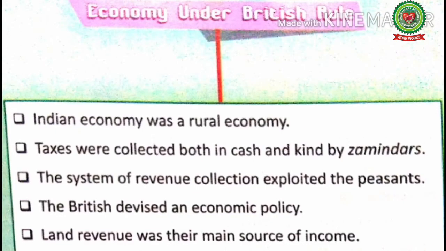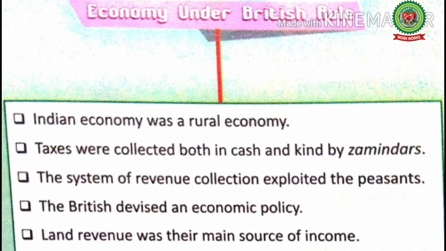Now let us discuss the economy under the British rule. The Indian economy was a rural economy. Taxes were collected both in cash and kind by the zamindars, and the system of revenue collection exploited the peasants. The British required a large sum of money to maintain their elaborate administrative structure. It was also required to meet the war expenses and to buy Indian goods. Therefore, the British aimed at making as much money as possible.